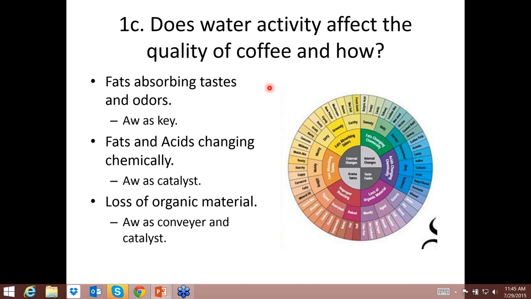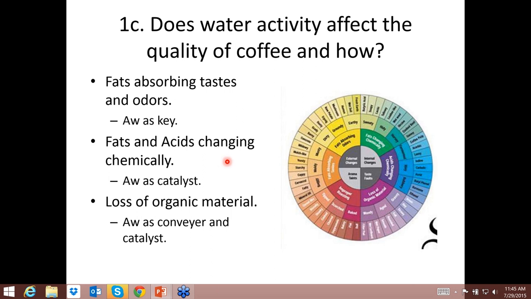So one of the major categories, fats absorbing tastes, fats absorbing odors, what we're going to see is that water activity is key in terms of allowing things to pass through what would otherwise be barriers. Water that's bound is not a transmitter or medium for movement. Fats and acids changing chemically. Okay, well, water activity is a catalyst. We've talked already about enzymatic activity.